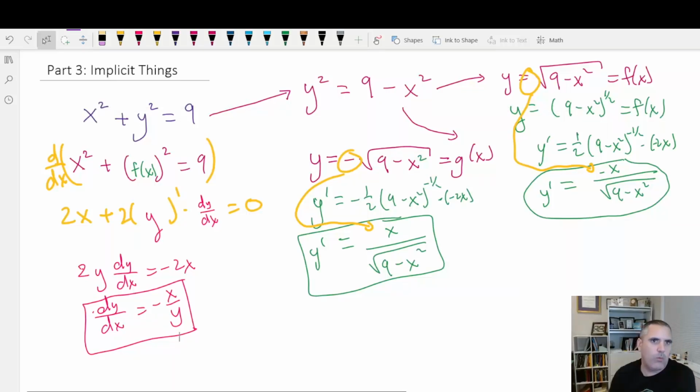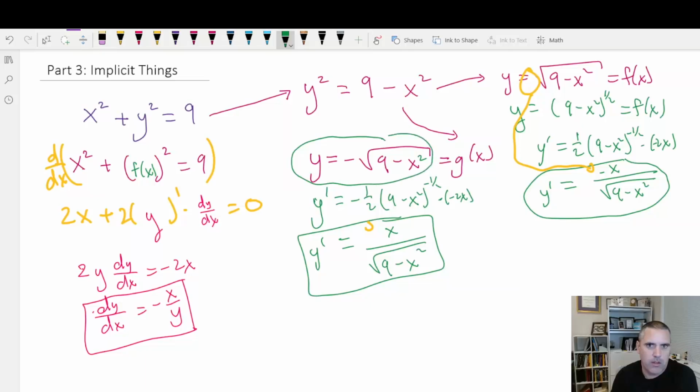So why does that work? Well, because it works in either case. If this is your y, and you can look at it, if this was my y, and I plugged it in here, do I get this same rule? I do, because the negative and negative makes it positive. If this is my y and I plug it in, I do.